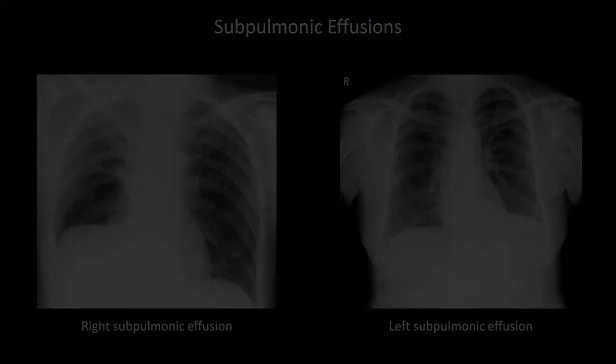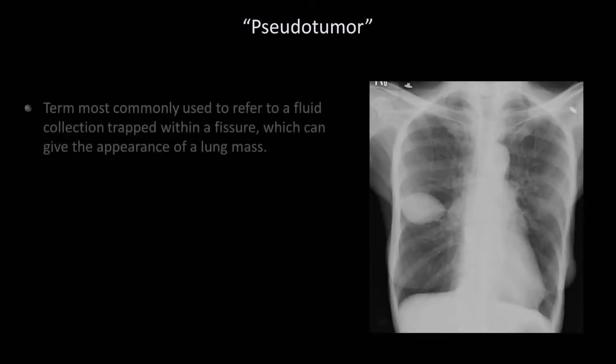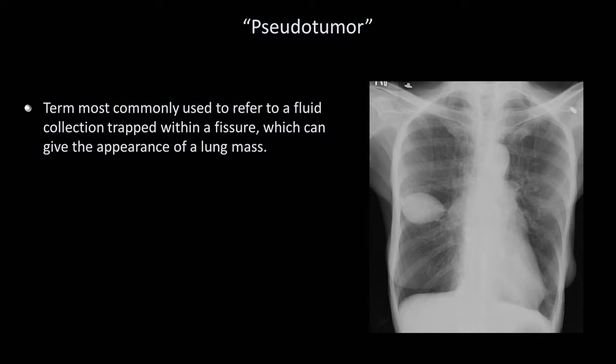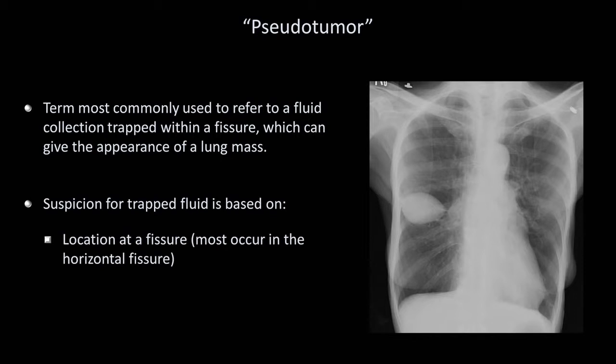The second, easy to misdiagnose subtype of effusion is sometimes referred to as a pseudotumor. This term is most commonly used to refer to a fluid collection trapped within the fissure, which can give the appearance of a lung mass. The suspicion that a density represents trapped fluid is based on its location at a fissure, most commonly in the horizontal fissure as shown here. Also, these collections often have a smooth lenticular contour.